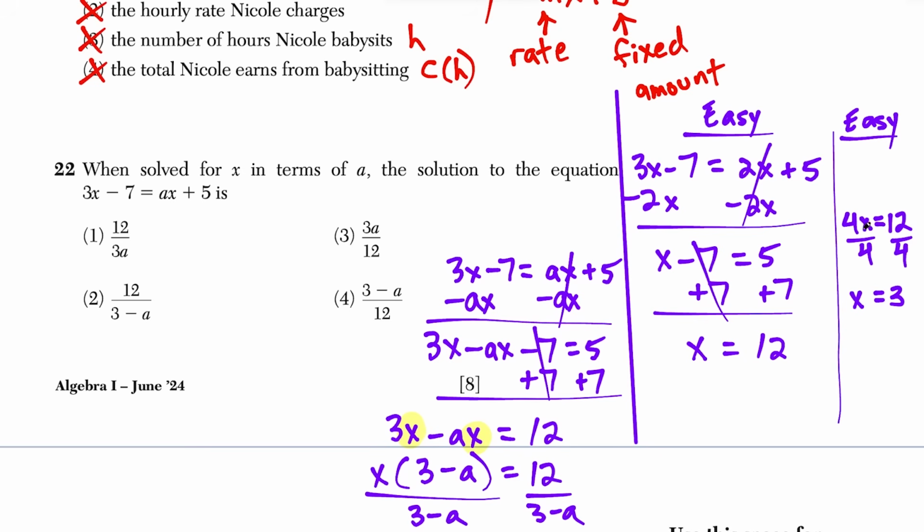And this is kind of like what we do here. We divide by the coefficient of x, except this time our coefficient is represented as a binomial. And now 3 minus a cancels, and this tells us our solution here. We'll just make that a little bit neater. We have x is equal to 12 divided by 3 minus a. And this matches up with choice 2.